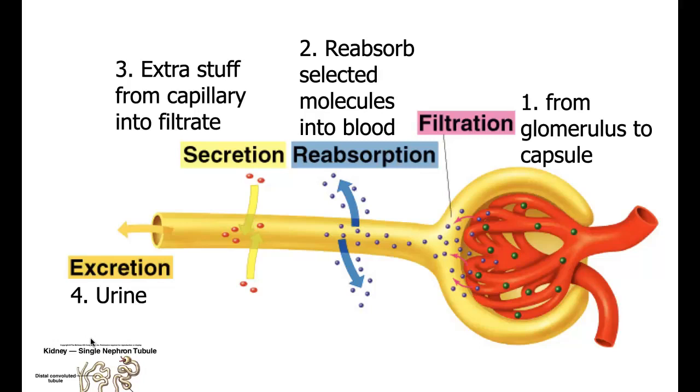So you're reabsorbing them. Finally, we can also secrete other stuff. We can move more things from the surrounding capillaries into the filtrate. That's called secretion. So filtration is the initial formation of the filtrate. Reabsorption is bringing things back into your blood. Secretion is putting things from the blood into the filtrate. And then finally, you have excretion, which is taking the urine out of your body.